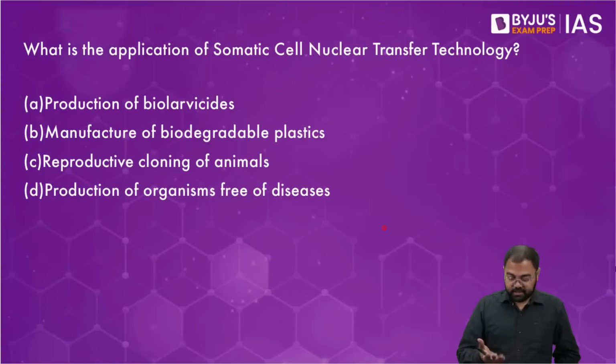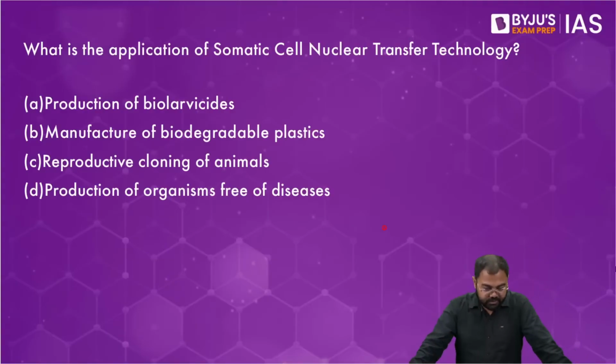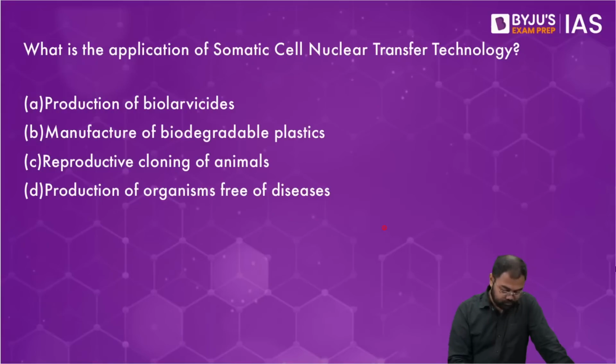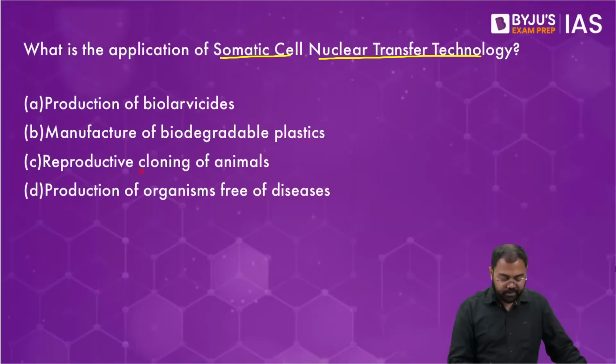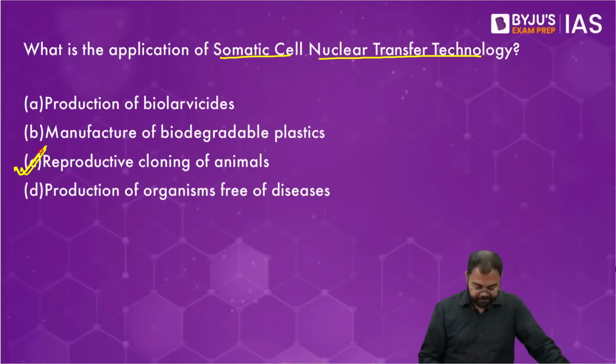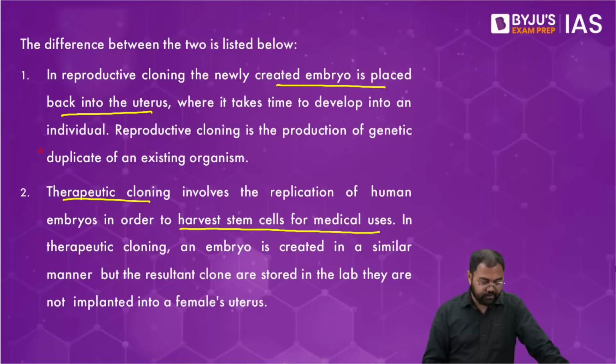So this is a question that was asked in your paper, a very, very simple question. In the technology, somatic cell nuclear transfer is being done in what process? In cloning, correct? So reproductive cloning of animals is where we are using this process. So the correct answer will be C. So this is basically what we are doing.